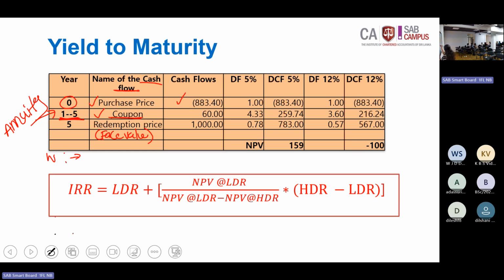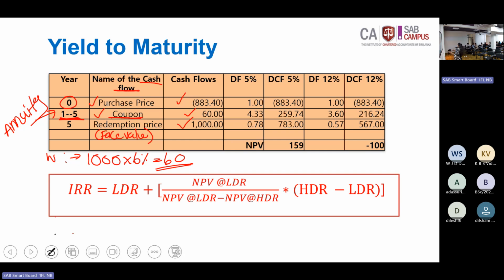W1. Coupon payment, how can you calculate it? 1000 multiplied by 6%, that equals 60. Continuously, as an annuity, during these 5 years, we are getting a coupon of 60 rupees. At the end of the maturity period, we are getting redemption of the face value, which is 1000. So these are the 3 cash flows during the 5 years.